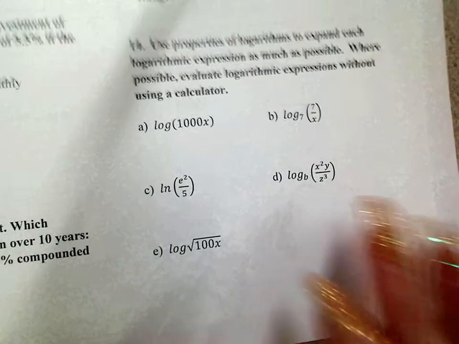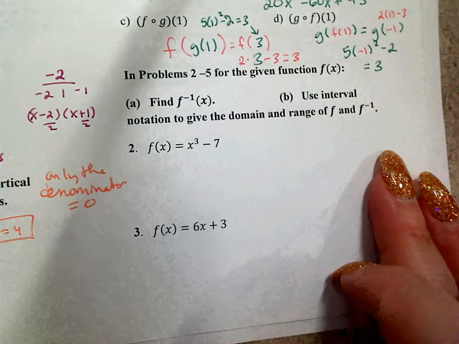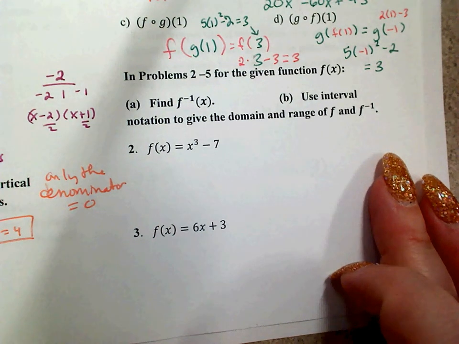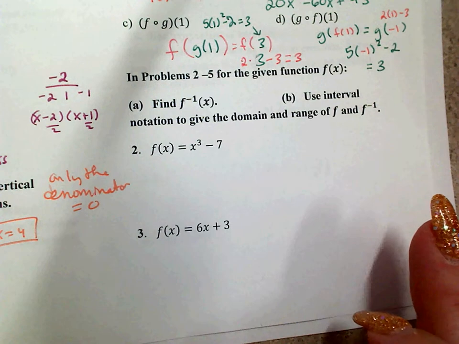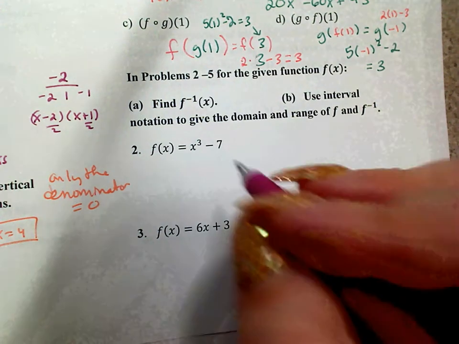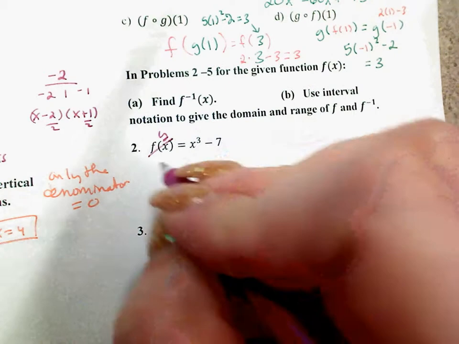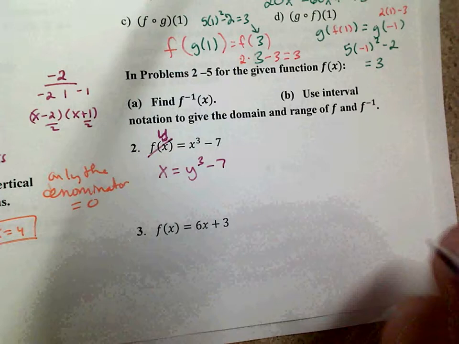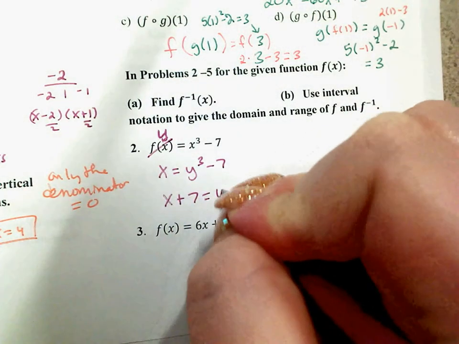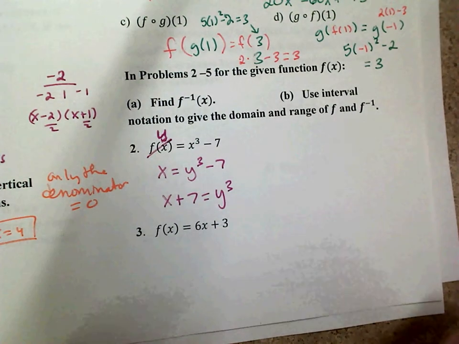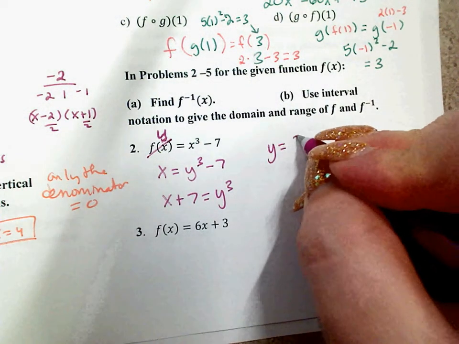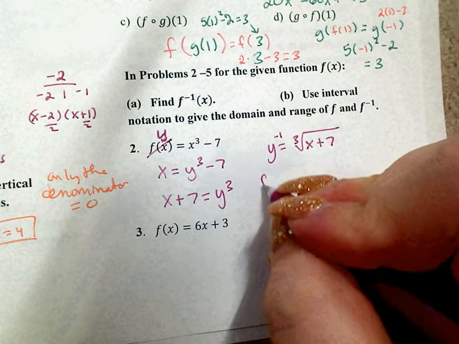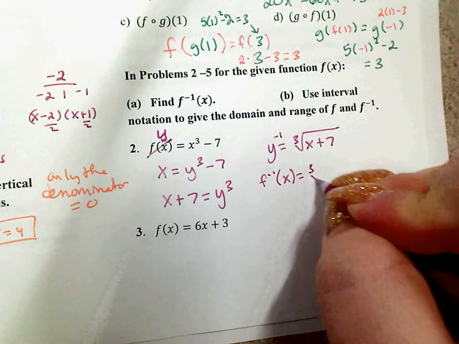Cool? All right. So first it says find f inverse, and then use interval notation to give the domain and range of f and f inverse. Again, since they're not going to ask any interesting functions, then the domain and range are going to be easy. So this is technically y, so we're going to switch x and y and solve for y. So I'm going to add the 7. And the inverse of a power of 3 is the cubed root, so y equals the cubed root of x plus 7. Y inverse, I should say. So f inverse of x equals the cubed root of x plus 7.